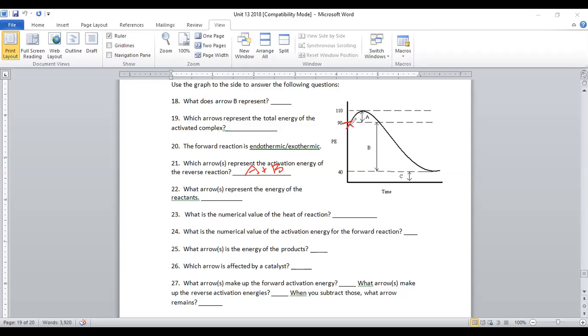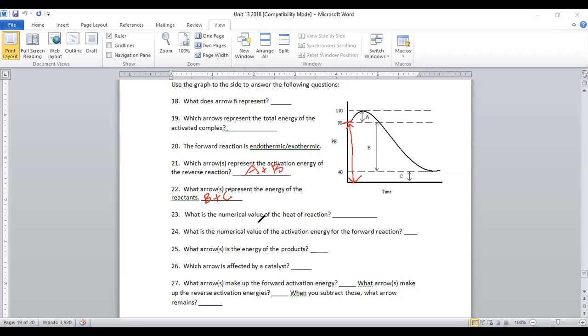Okay, reactants are here. What arrows represent the energy of the reactant? So I think it's handy to draw in where they normally are and then see what makes them up. So B and C. This is harder than what you'll see on a Regents exam, just so you know.